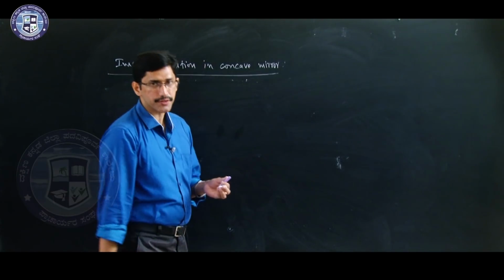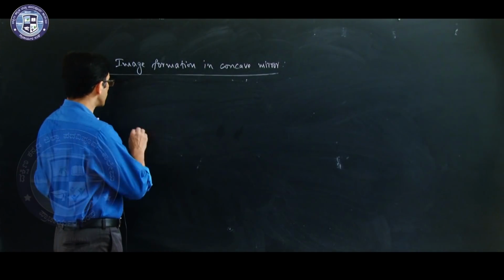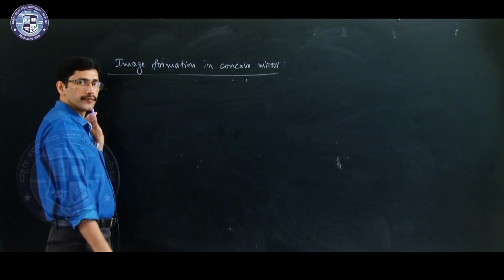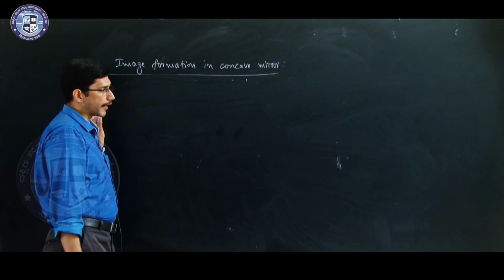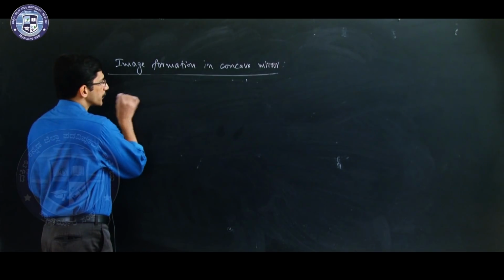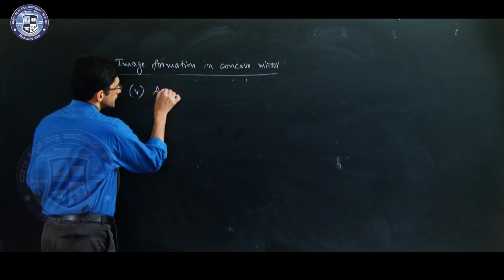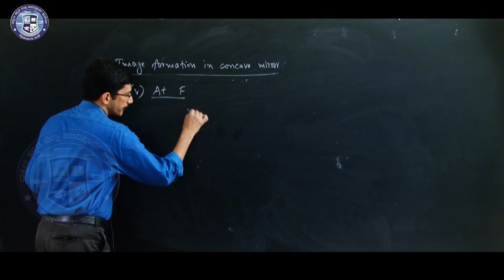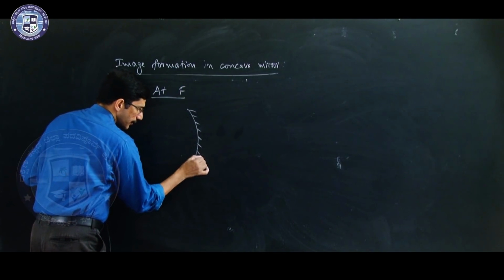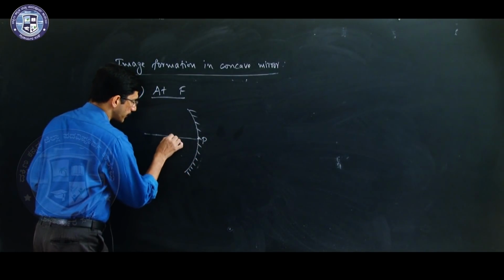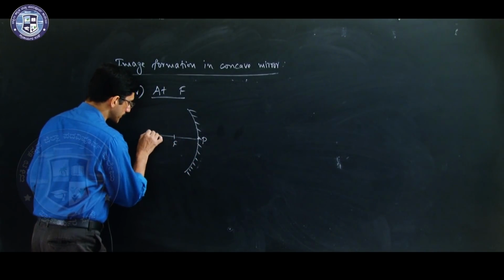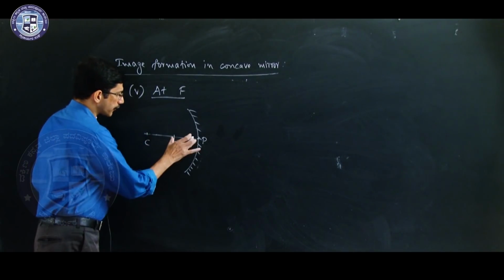And we will place it at F, that is the principal focus, that is the fifth case. So, at F is a concave mirror, silver surface, and this is the pole. Somewhere here you have the focus, and somewhere here you have the center of curvature.